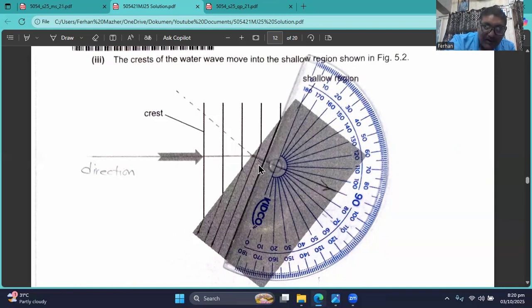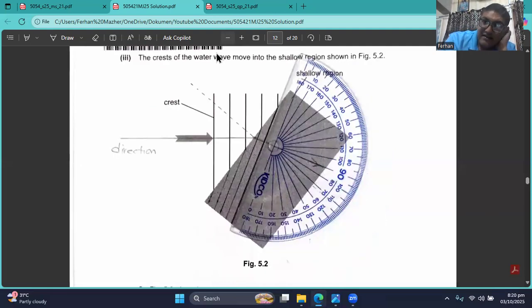Then I will further move it. When my straight edge touches this point, and the condition is that you have to keep this crosshair and the 90-degree mark on this direction line, I will draw this, then this, then this. Can you see this? Automatically the wavefronts which are drawn in the shallow water have become closer to each other. That means the wavelength of the water waves in the shallow water has decreased. So this is how this is done.